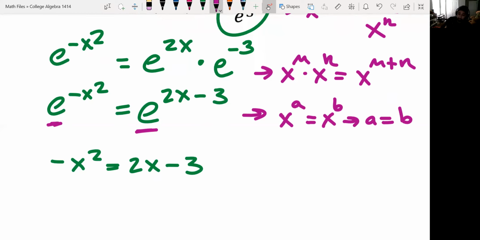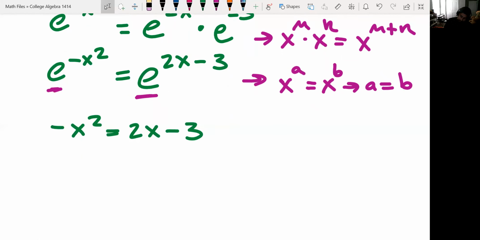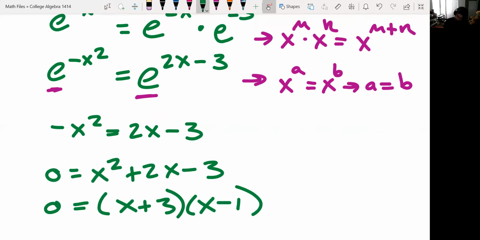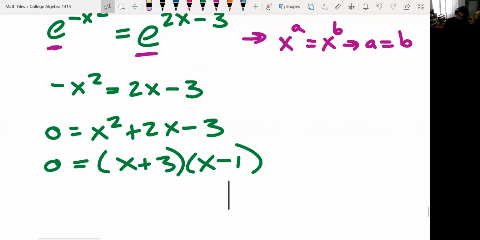There you go. That's all we did there. And now we have a lovely quadratic equation, which means I'm just going to add that x squared to the right side. 0 equals x squared plus 2x minus 3. Factor it, x plus 3, x minus 1, x squared, negative x, 3x, 2x. And we get x equals negative 3, x equals 1.